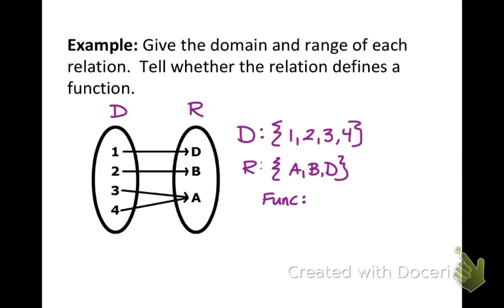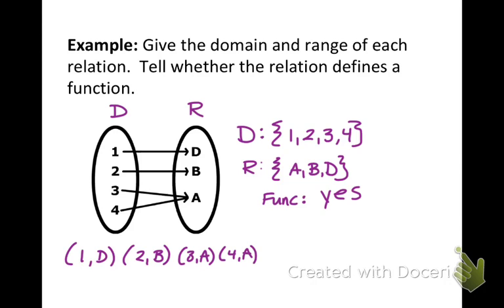If I wrote out ordered pairs for all of that, 1 would match up with D, 2 would match up with B, 3 would match up with A, and 4 would match up with A. So are there repeats of x's? No. So it is a function. So this would be yes. What it would look like if it wasn't a function is you would have a split coming from, so maybe 3 is paired with both B and A. And that would make it not be a function if you have it split like that.